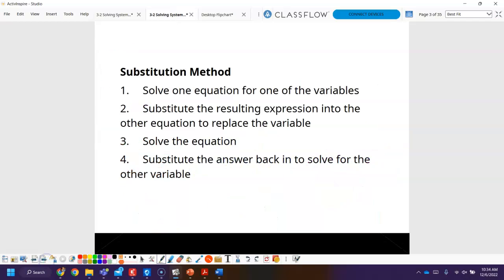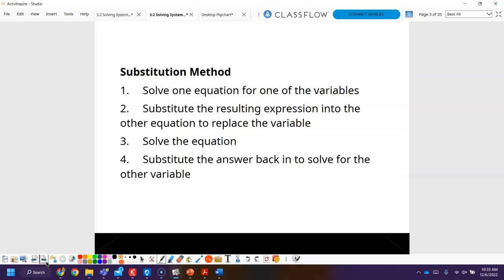So the steps to solving by substitution are pretty easy and pretty similar to what we just did. Solve one of the equations for one of the variables. It does not matter which one. Substitute that in. That's what we did. The substituting in that problem was replacing every x with 2y minus 1. That was the substituting step. Solving was getting it down to that answer.